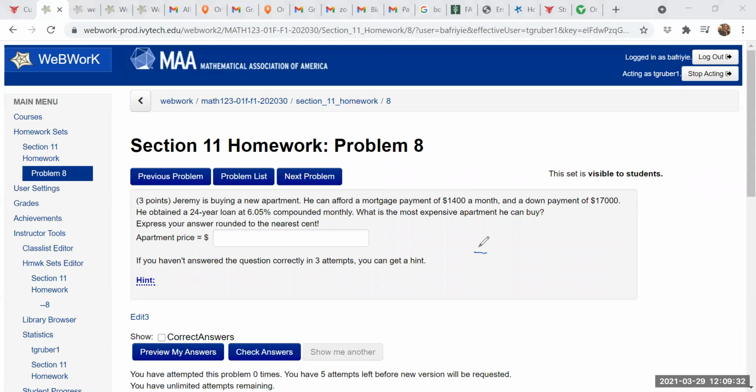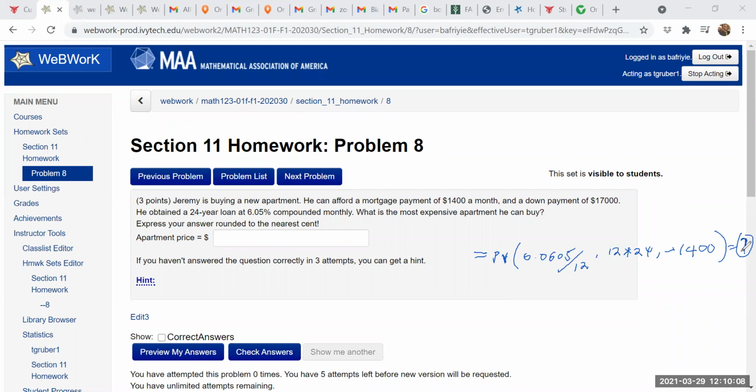So you do equal sign the PV, and then the interest rate is 0.0605 divided by 12, right? Because it's compounded monthly. Now this is how many years? So 12 by 24, okay? And then minus 1400, okay? Now this is going to give you a certain figure when you put that in Excel.